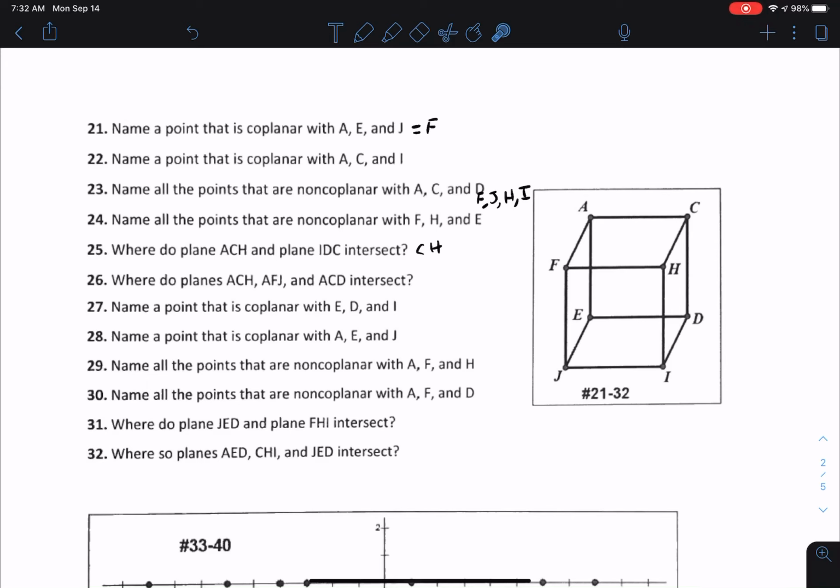I'm looking at number 27. Name a point that is coplanar with E, D, and I. So EDI, that would take up this surface on the very bottom. What other point is attached with EDI? That would have to be J. So you put a J there, and just keep on going. I think y'all can do that.